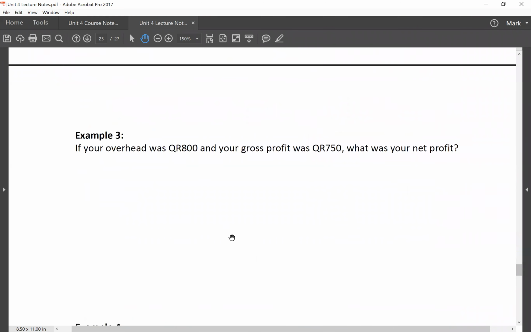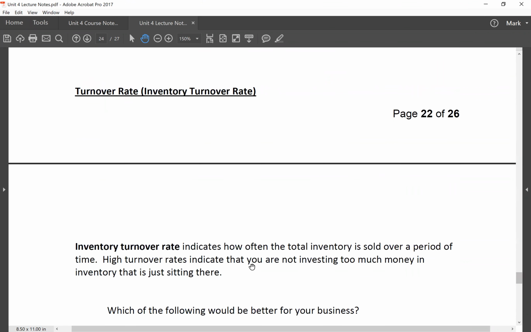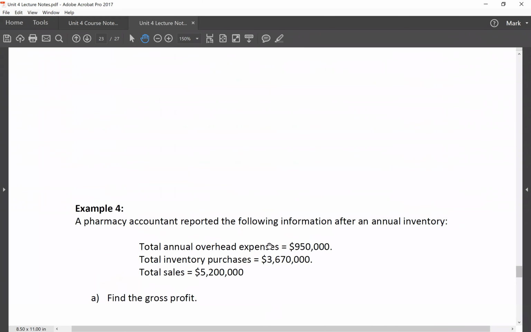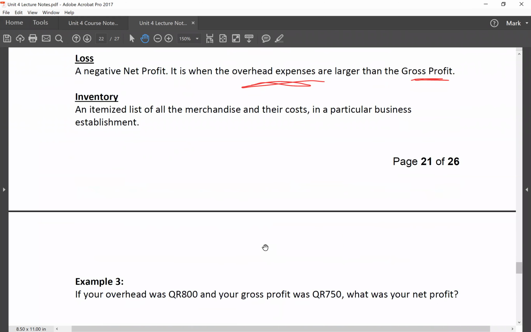All right, I think this is the last term. Oh no, there is one more term, turnover rate. Sorry, but two more terms. But remember, you don't have to define anything in a math exam.